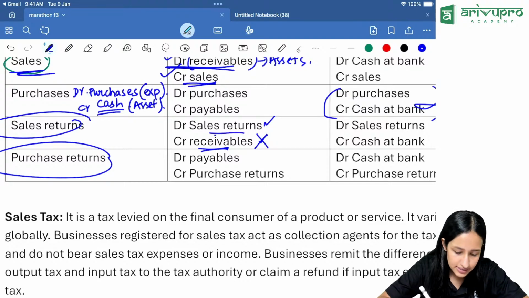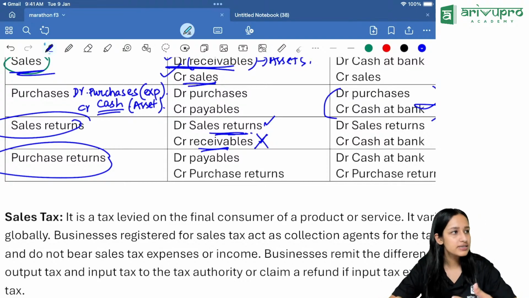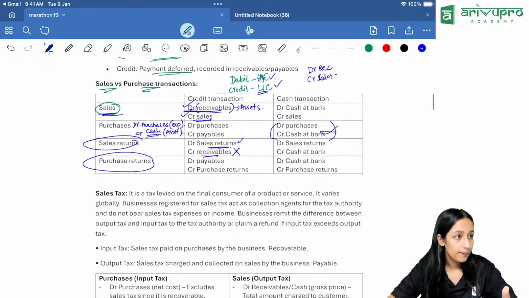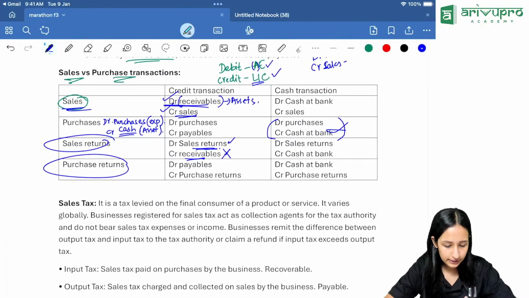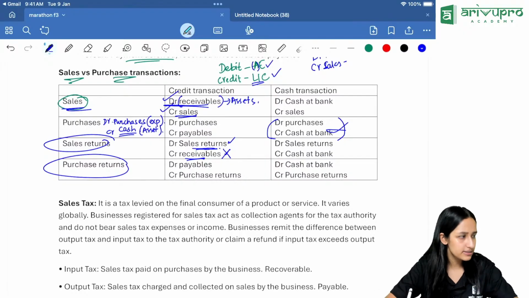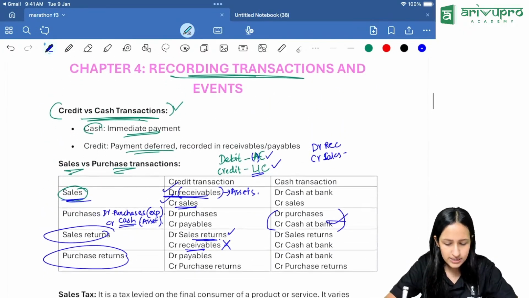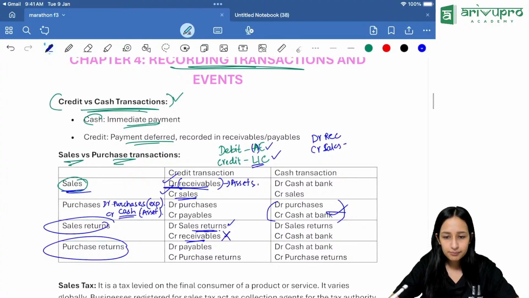Sales returns: sales is an income for us, so sales returns is what could it be? An expense for us, right? So that's why we are taking it on the debit side. That's it. Very simple, guys. This debit and credit, we'll keep doing in every chapter.